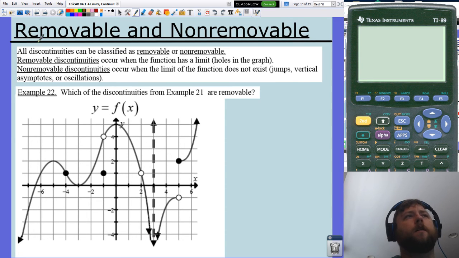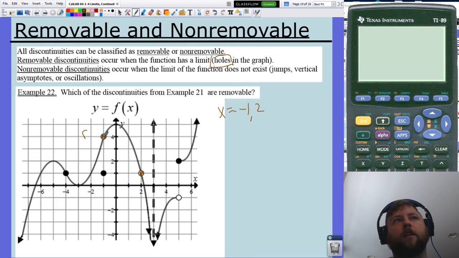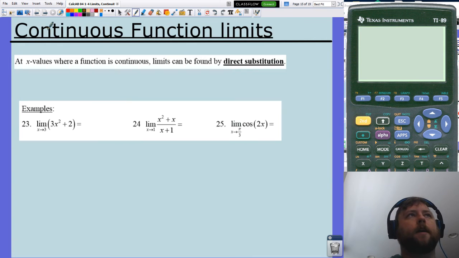Okay, we have this concept of removable. Removable happens when you have holes. And it basically means if you can fill it in with just a hole, it's removable. So which ones are removable? Well, that's x equals -1 and 2. Asymptotes and jumps are not removable because you can't just fill in a hole. This is an infinite hole. Can't fill that in. This hole is too big. It's only when you have like a little hole right here that you can plug it in. We'll talk more about that later.